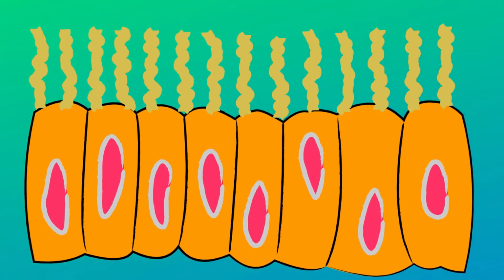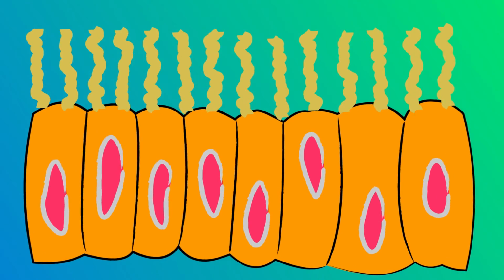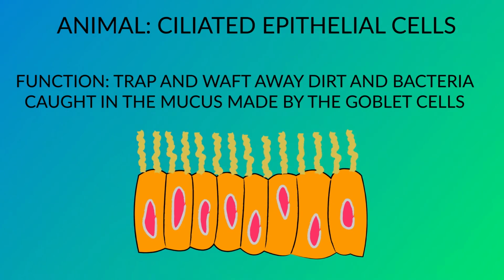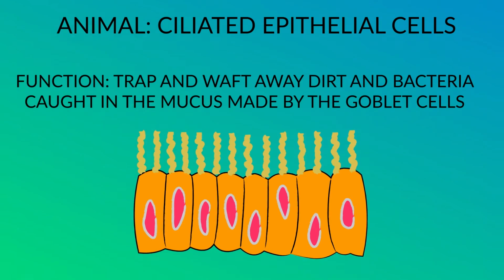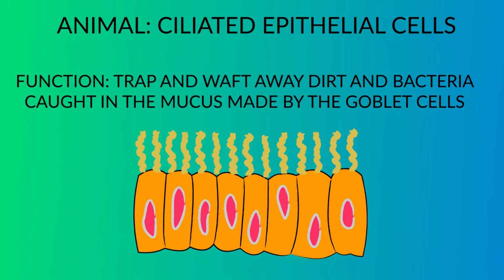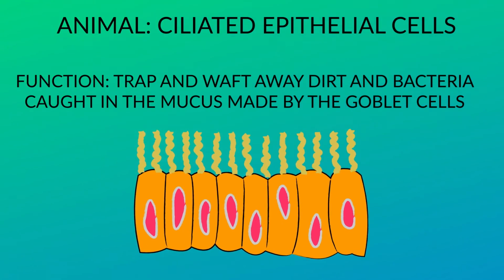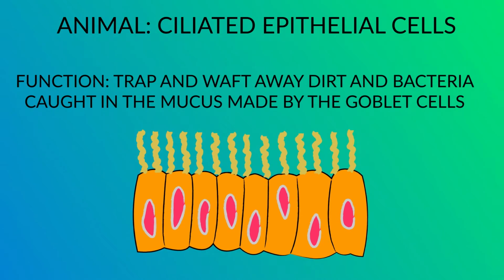Ciliated epithelial cells line the airways, which waft away bacteria and dirt trapped in the mucus produced by the goblet cells. The mucus is swept to the back of your throat, which is swallowed, with any bacteria killed in the stomach acid.